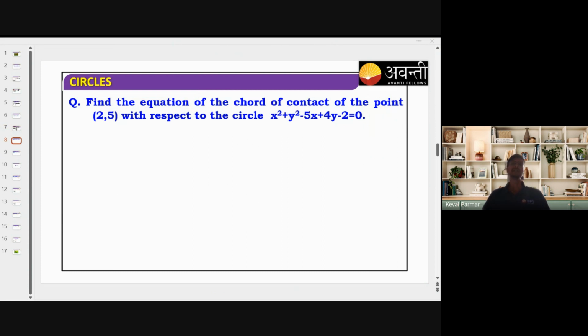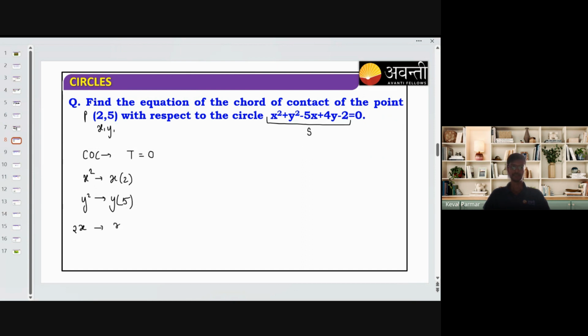Here, find the equation of the chord of contact of the point. Let's say this point is P, which is x1 comma y1. This is the equation of the circle, which is S. So our equation of the chord of contact is T equals 0. We replace x square by x into x1, y square by y into y1, 2x by x plus x1 and 2y by y plus y1. Let's see what we get.